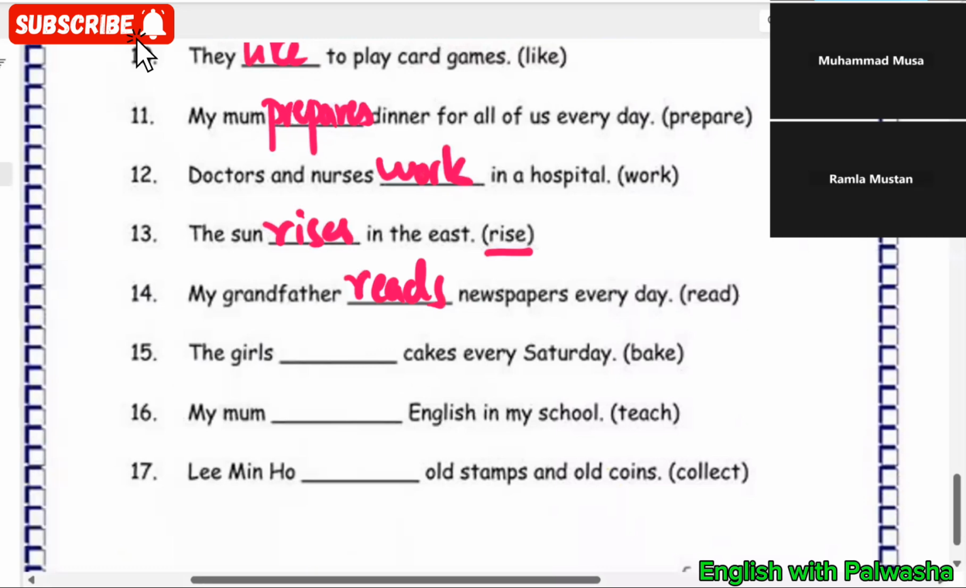Okay, the girls dash cakes every day. The girls, more than one. Bakes, bake. Sorry, bake. Bake.